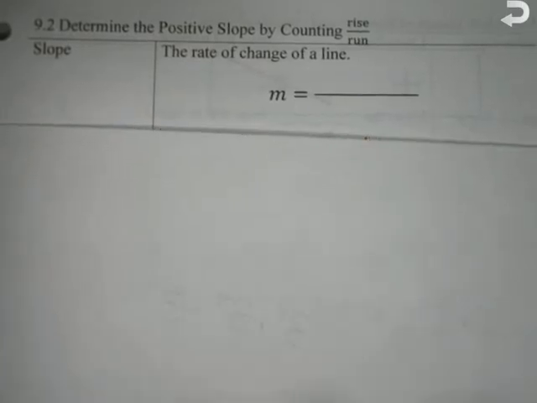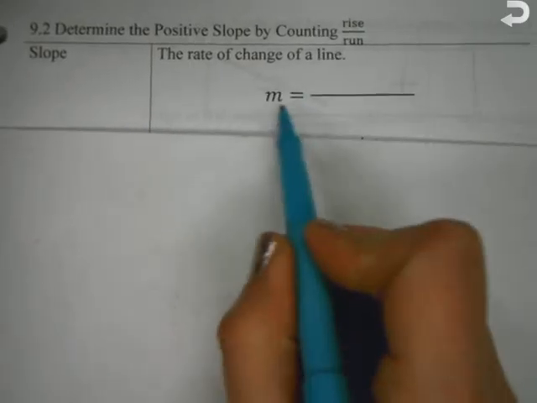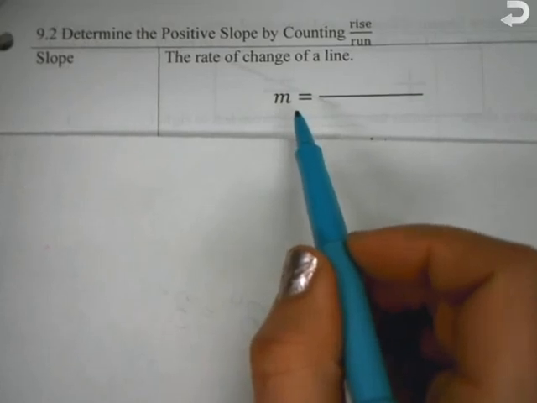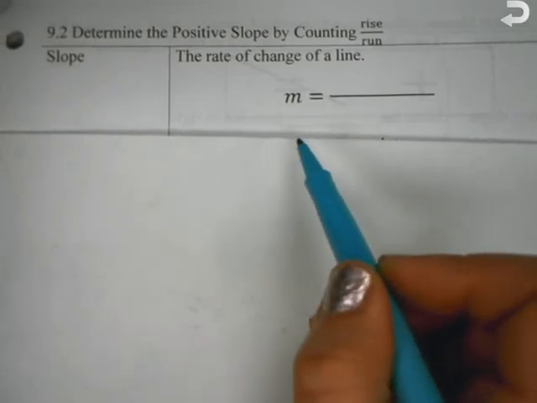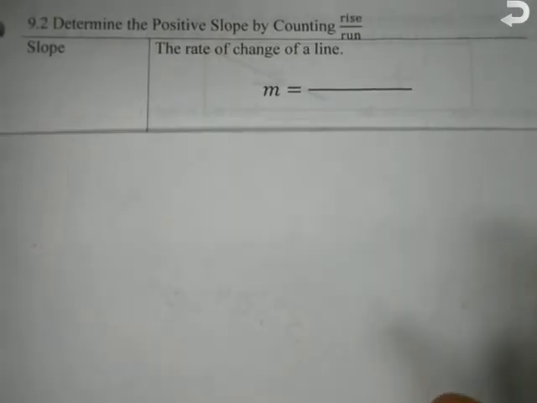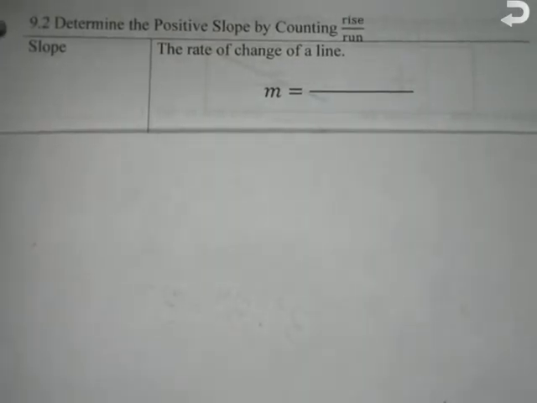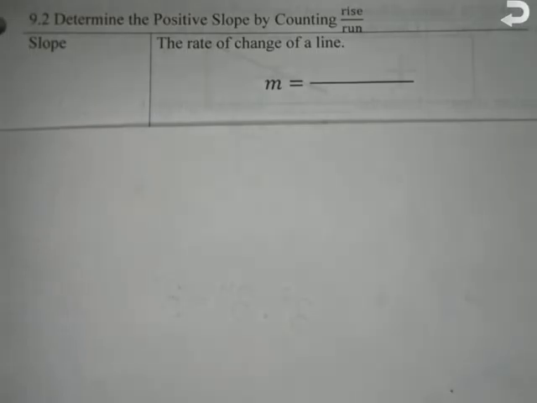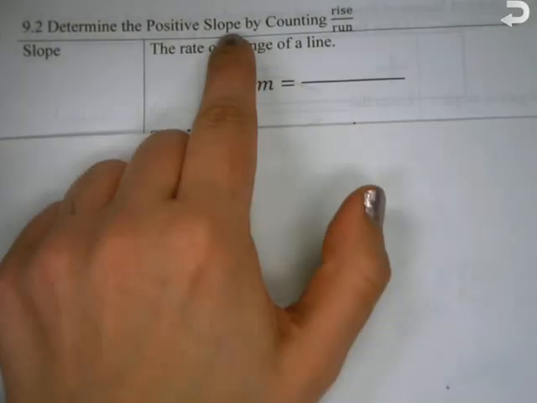Slope is always represented by the letter M. I do not know why it's not S. It's just M. Always has been, always will be. Whenever you see M, anytime in math, whether you're in pre-algebra or in calculus, slope is always going to be M, no matter what.